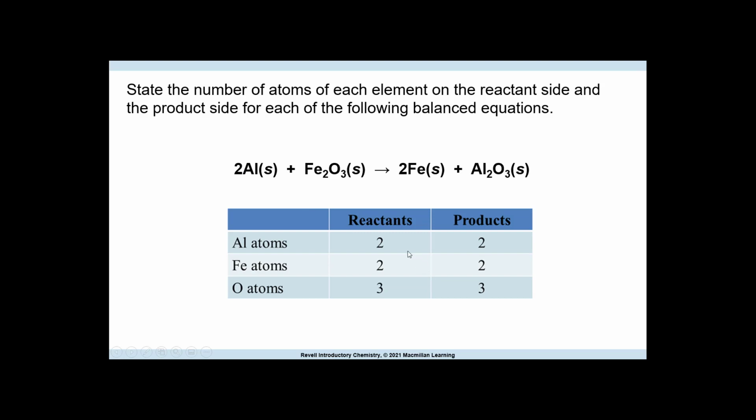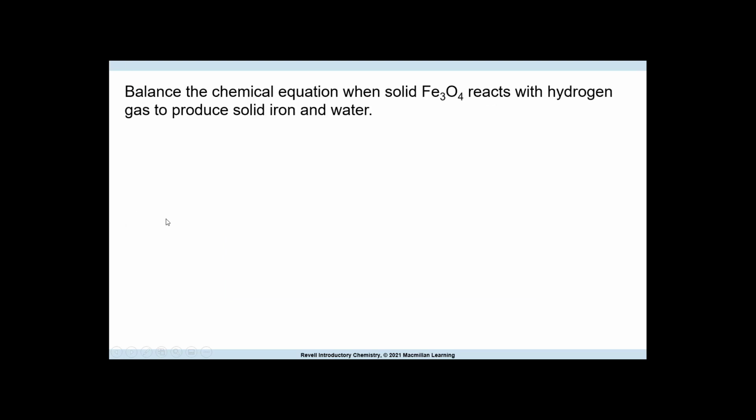All right, state the number of atoms of each element on the reactant and the product side. So here we have 2 aluminum, that's a solid. We have iron(III) oxide, so we have 2 irons. We have 3 oxygen, and on this side we have 2 irons. We have 2 aluminums, 2 irons, and 3 oxygen. So this again is a balanced equation.